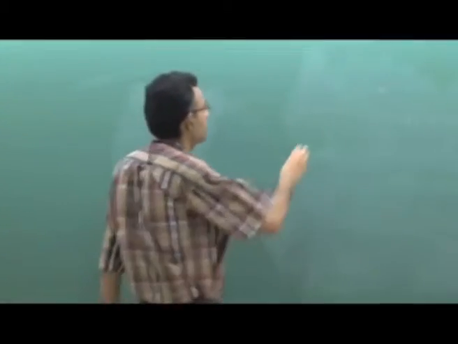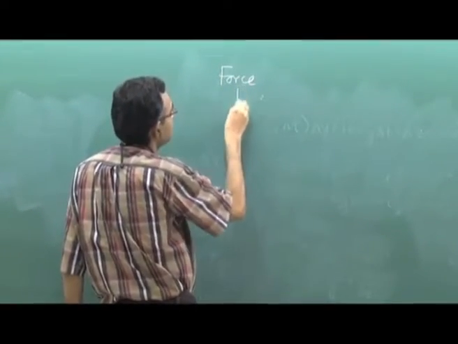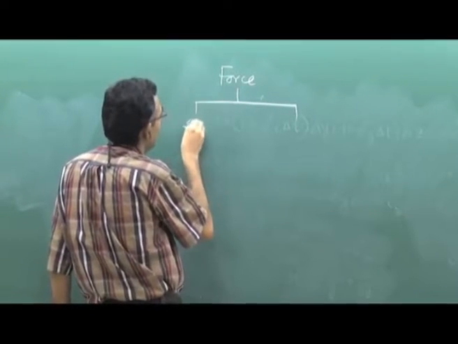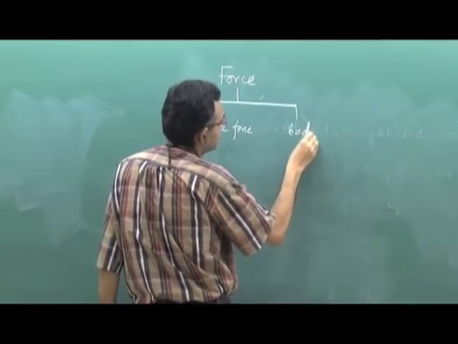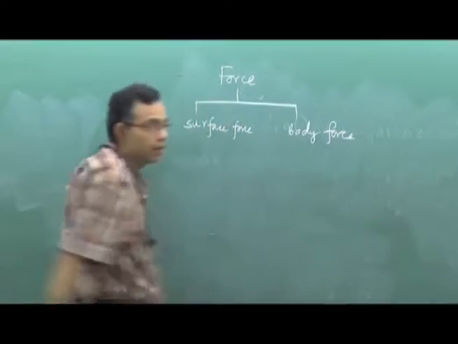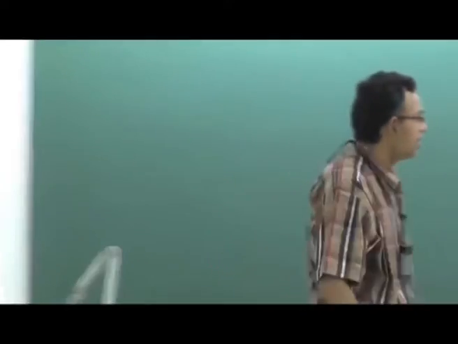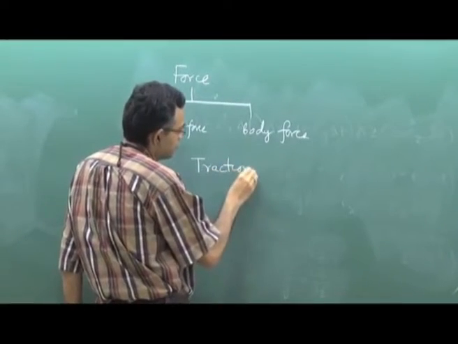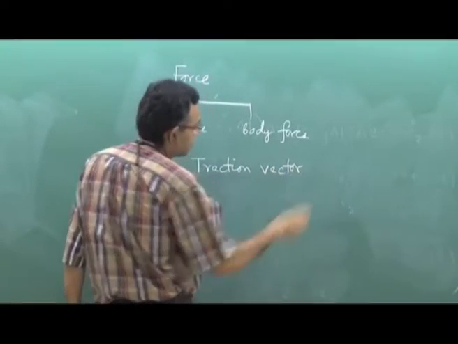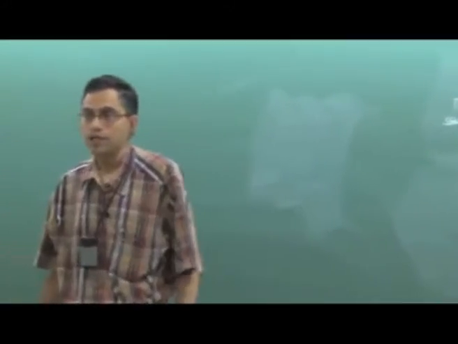You will have two types of forces. One is surface force, another is body force. By the name it is clear that surface force will act on the surface elements, and body force will act on the volume elements. So, we will define something called a traction vector. So, what is a traction vector?